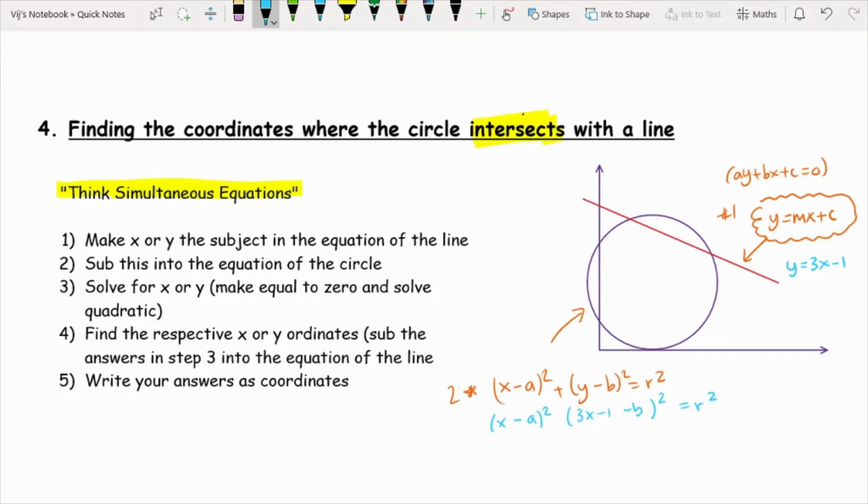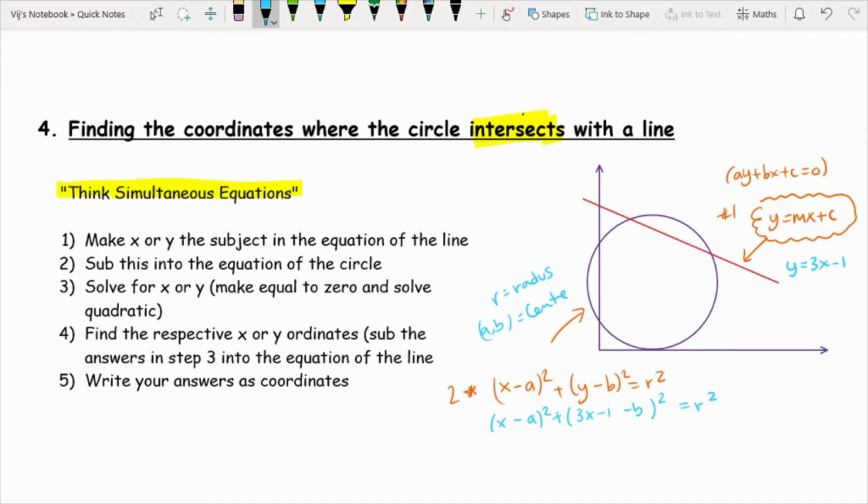Now obviously your a and b are going to be the centre, so although we've got almost like the alphabet, that's just going to be numbers. So a and b will be given to you. So here, as you can see, if a and b were numbers, as well as r, I forgot the radius, then all we'll end up with is an equation that just involves x's. So what I'd need to do is expand the brackets, simplify it, make it equal to 0, solve the quadratic equation either by using the formula or by factorising, and then I'd find the x ordinates.